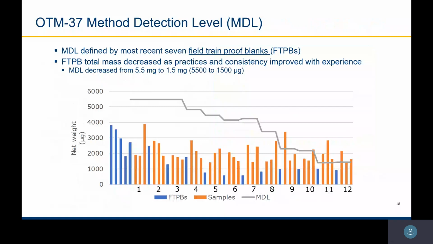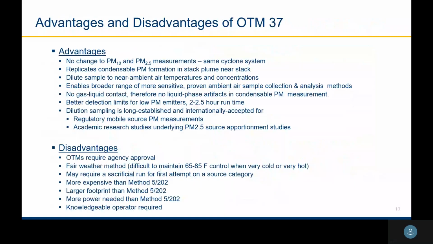So we were very happy that we were able to get our method detection limit. Actually, this shows we said down to 1,500 micrograms. The lowest we got during the testing was down to about 1,000 micrograms, or 1 milligram, is about where we got our detection limit at the best point in this testing. And it would go up and down a little bit depending on what those blanks came out as, but very, very successful with the blanks.